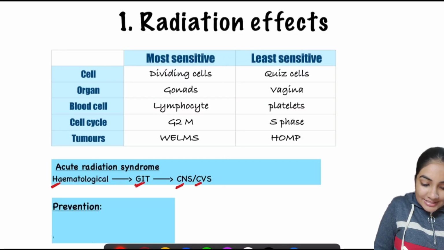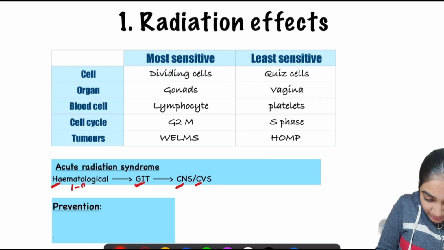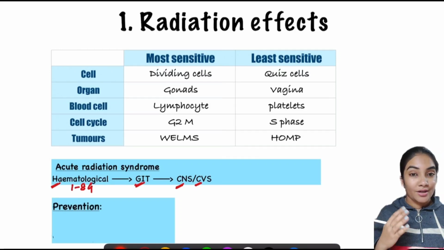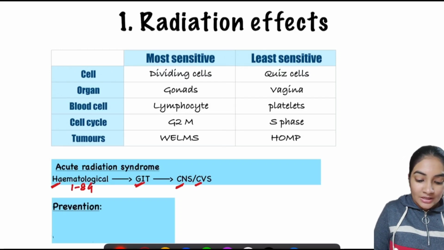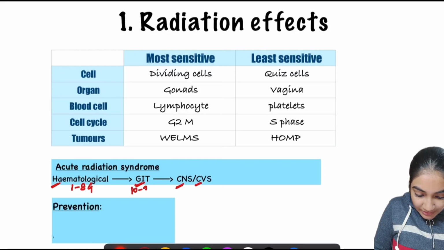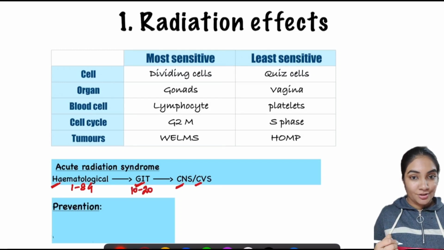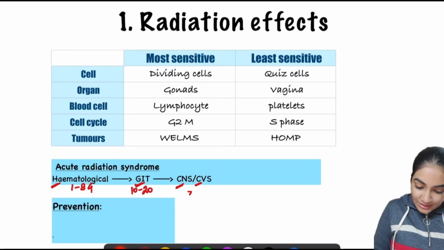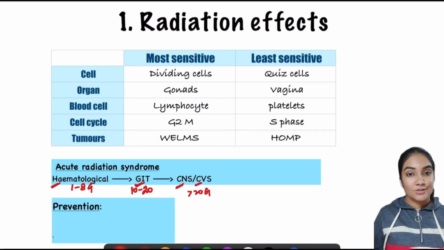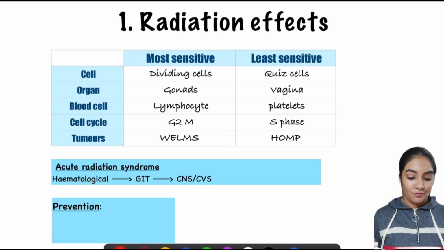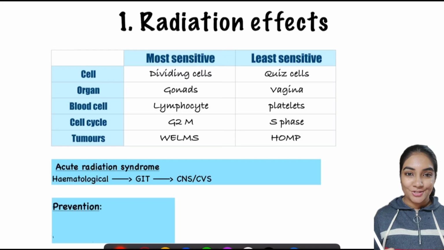So at less than 10 gray, 1 to 8 gray, there would be blood or hematological side effects. At 10 to 20, there would be GIT shutdown, and at more than 20 gray, there would be CNS or CVS shutdown. Now for a radiologist, this would be very severe, right? You are being exposed to radiation every now and then, you will have acute radiation syndrome.